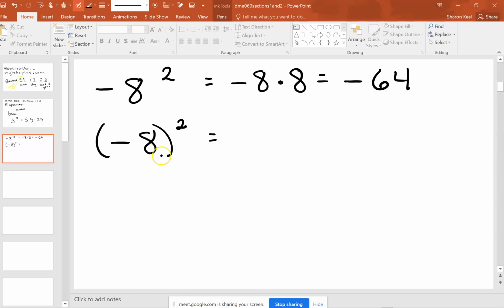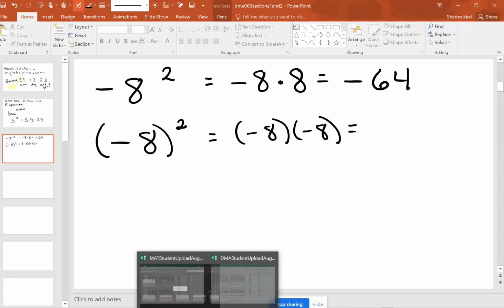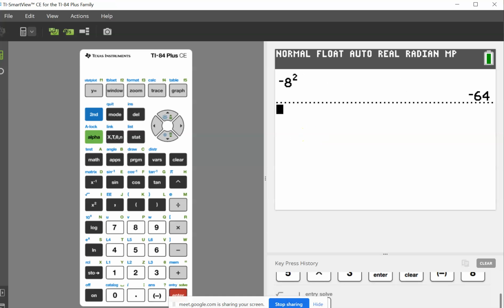But -8 inside of a parenthesis squared means I'm multiplying -8 times -8. Negative times a negative is going to give me a positive. So if I come here and I use my parenthesis and type my -8 and square it, you'll see that it is a positive 64.